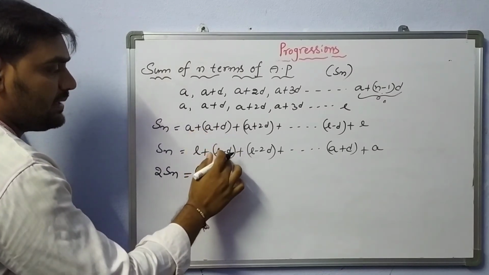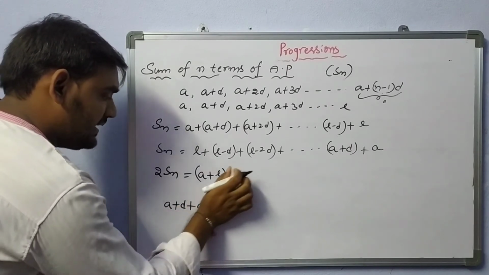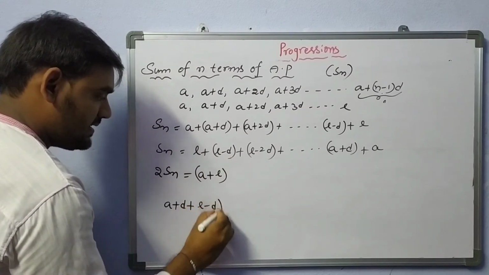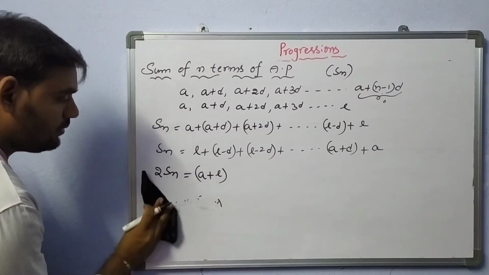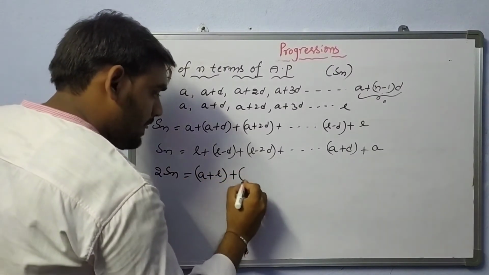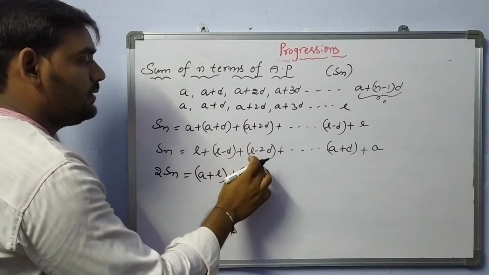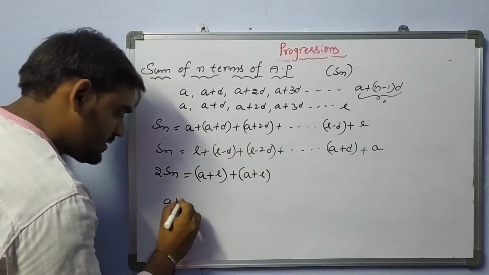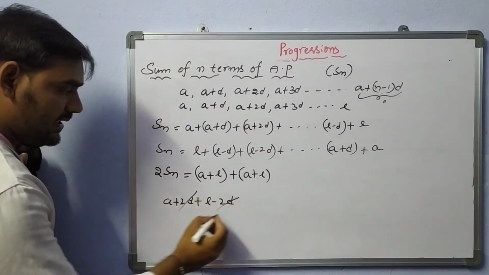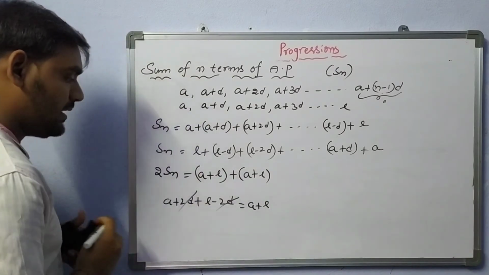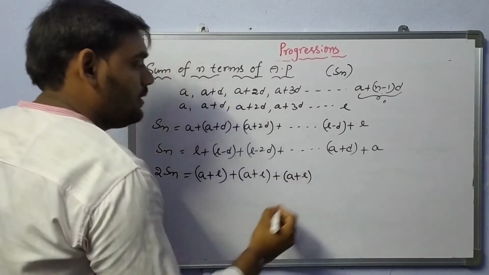Next, a plus d plus L minus d. So here minus d plus d gets cancelled. So here also we are getting a plus L only. Next, add these two, a plus 2d plus L minus 2d. Minus 2d plus 2d gets cancelled. So we are getting here a plus L. Am I correct or not? So right here plus a plus L and so on.